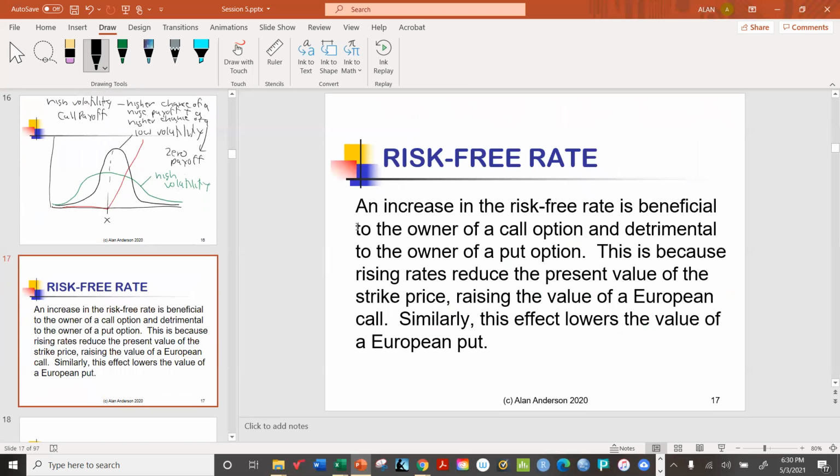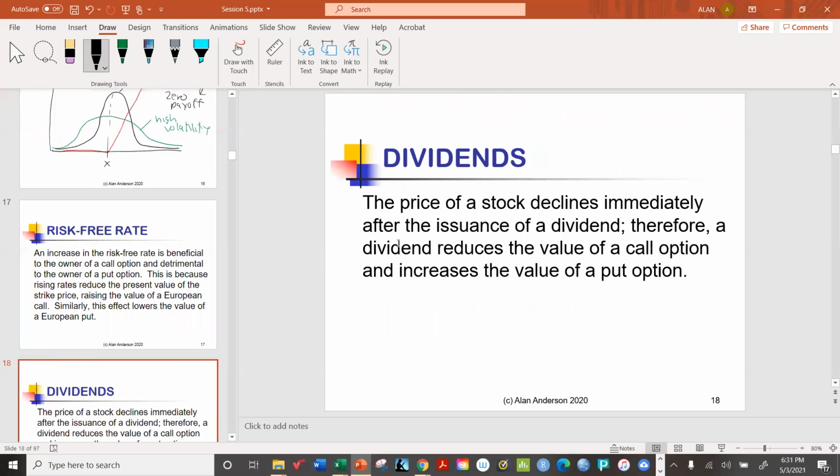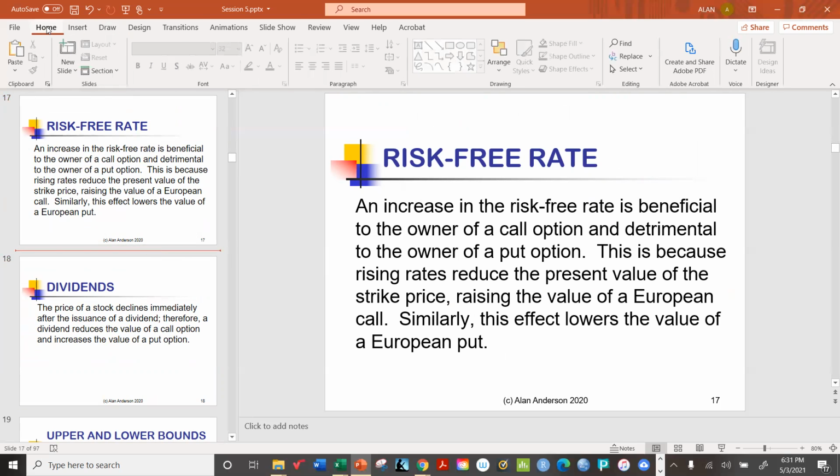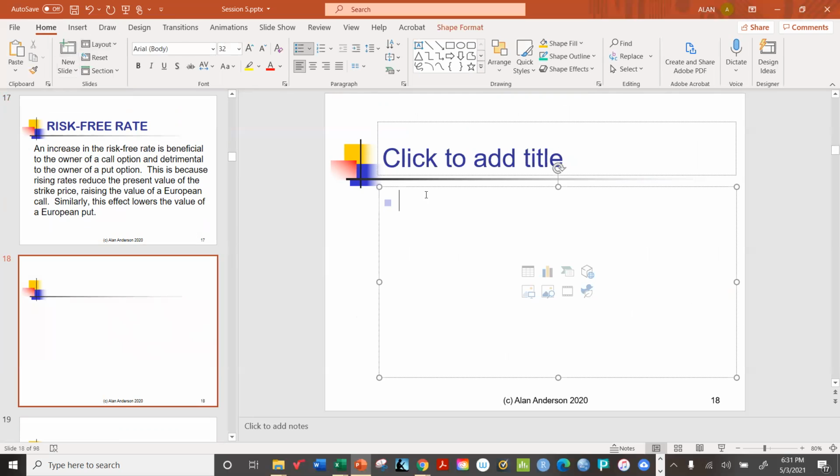Now, what about the risk-free rate? What does this have to do with anything? All right, well, this comes down to, let's think about this for a second. What exactly is going on when you buy a call or a put? So, all right, imagine the following situation. Suppose that an investor can either buy gold.